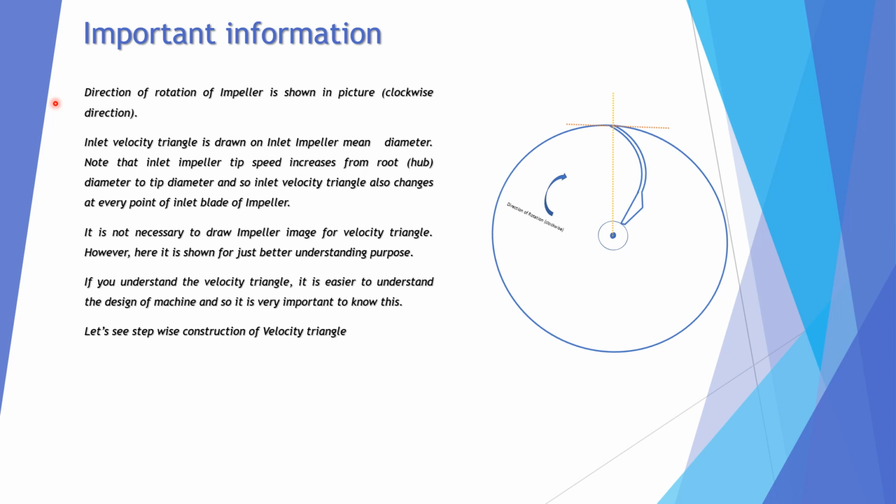Important information: the direction of rotation of impeller, shown as clockwise, is very important for construction of velocity triangle, and the inlet velocity triangle is shown at inlet mean blade height. Note that impeller tip speed increases from root to tip diameter, and so the inlet velocity triangle also changes at every point of inlet blade height. As I already stated, it is not necessary to draw the impeller image for velocity triangle. However, it is shown for better understanding.